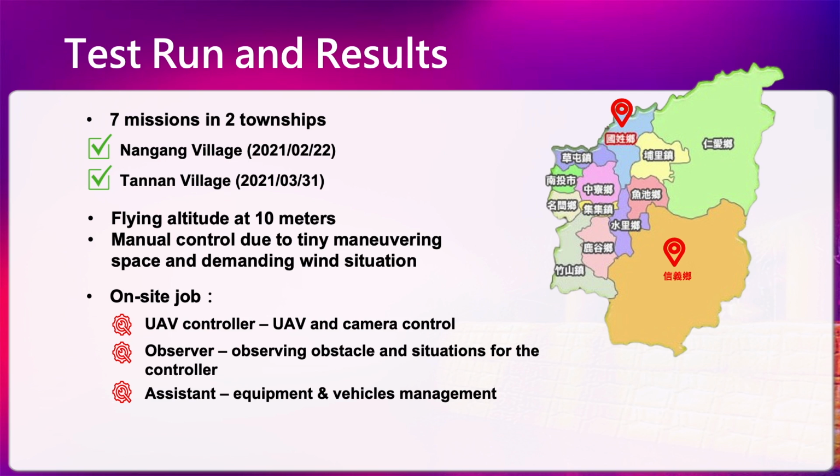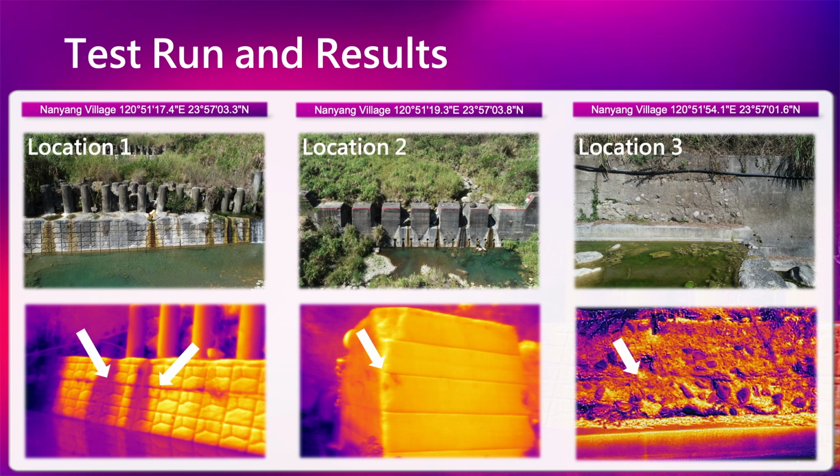Our first test run was conducted in February and March 2021, and we chose the 7 locations in the 2 townships. We controlled our UAV at an altitude of 10 meters, manually flying it to carry our thermographic camera and take photos. Here are the examples of the photos from 6 locations.